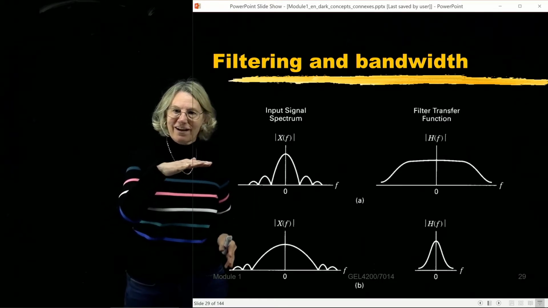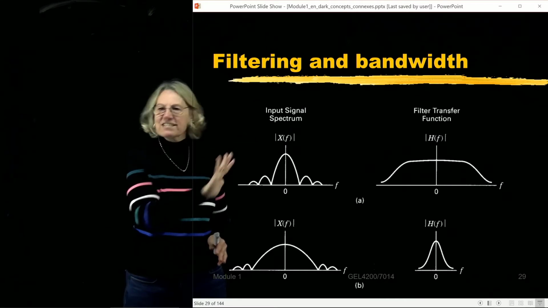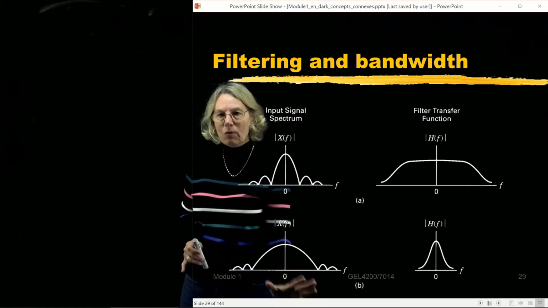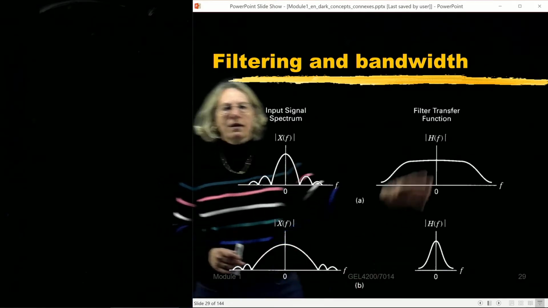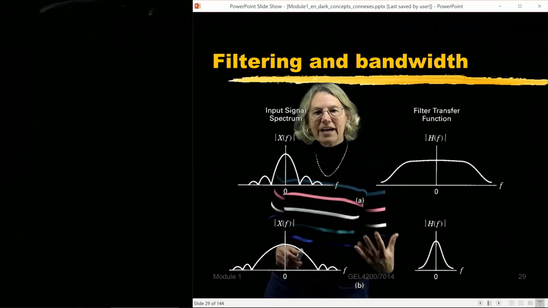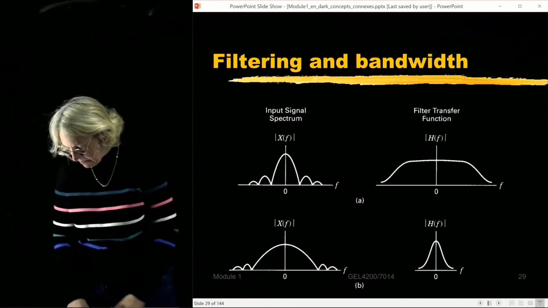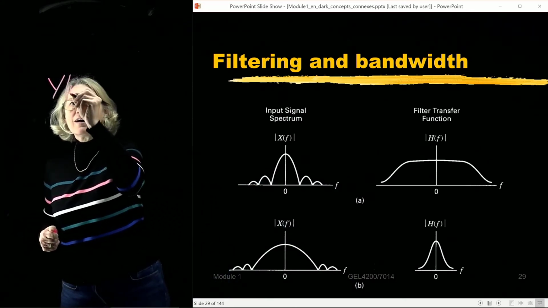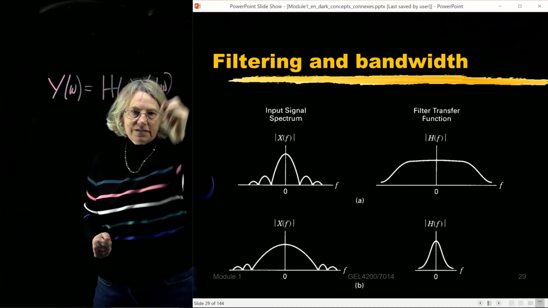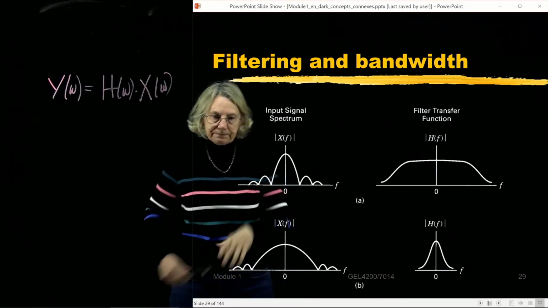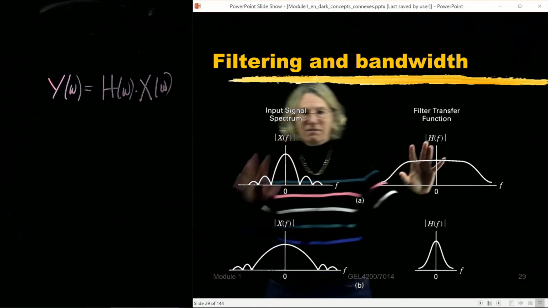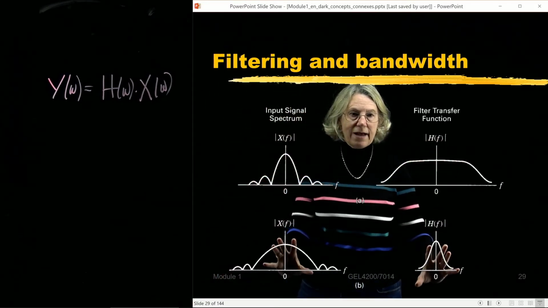In this case, I have rows and columns again, but everything's in the frequency domain. In the first column I have my signals: what do I put into my system? And in the second column, I have my system: what am I pushing them through? Of course, because these are linear systems, Y of omega is just equal to H of omega times X of omega. So if I wonder what's going to happen at the output, it's going to be the product of these two things. And now I have two examples.